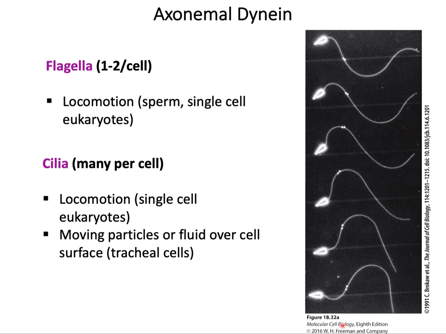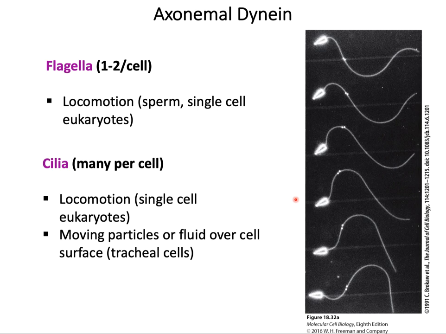So now let's take a look at the axonal dynein. Some motile cells use a structure such as a flagellum or cilium to move. So they rely on this organelle for locomotion. The structure of flagella and cilia is the same. The main difference is how many there are per cell. For example, cells that have flagella only have one or two flagella per cell, and again, they are used in locomotion. There are a couple of single-cell eukaryotes, and of course the sperm cell, that use the flagella to move. For cilia, there are usually many more per cell. And in the case of single-cell eukaryotes, this organelle is used for locomotion.